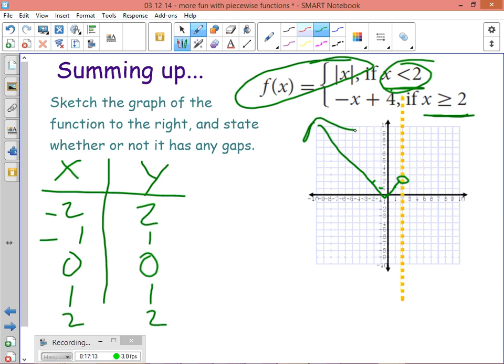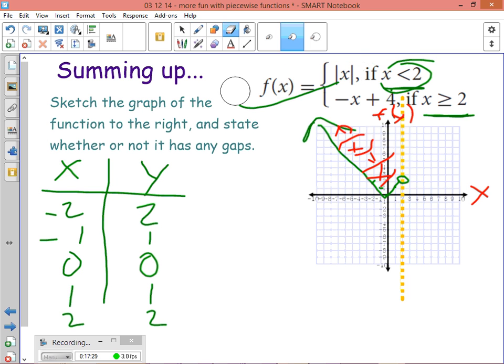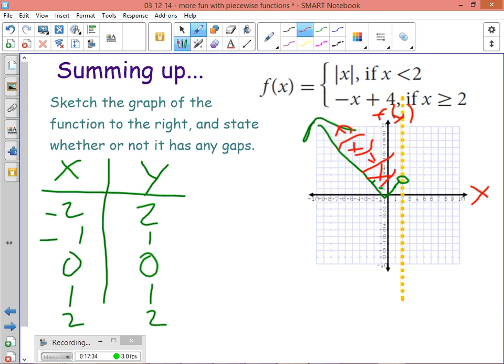I'm going to label it f of x equals absolute value of x. Okay? And remember, this is my f of x axis. This is my x-axis. And now all I have to do is graph the second part. So I'm going to erase some of these marks I've made here. I need to graph the function f of x equals negative x plus 4 if x is greater than or equal to 2. Well, I know how to graph this function. I can say that my slope is -1 and my y-intercept is 4.